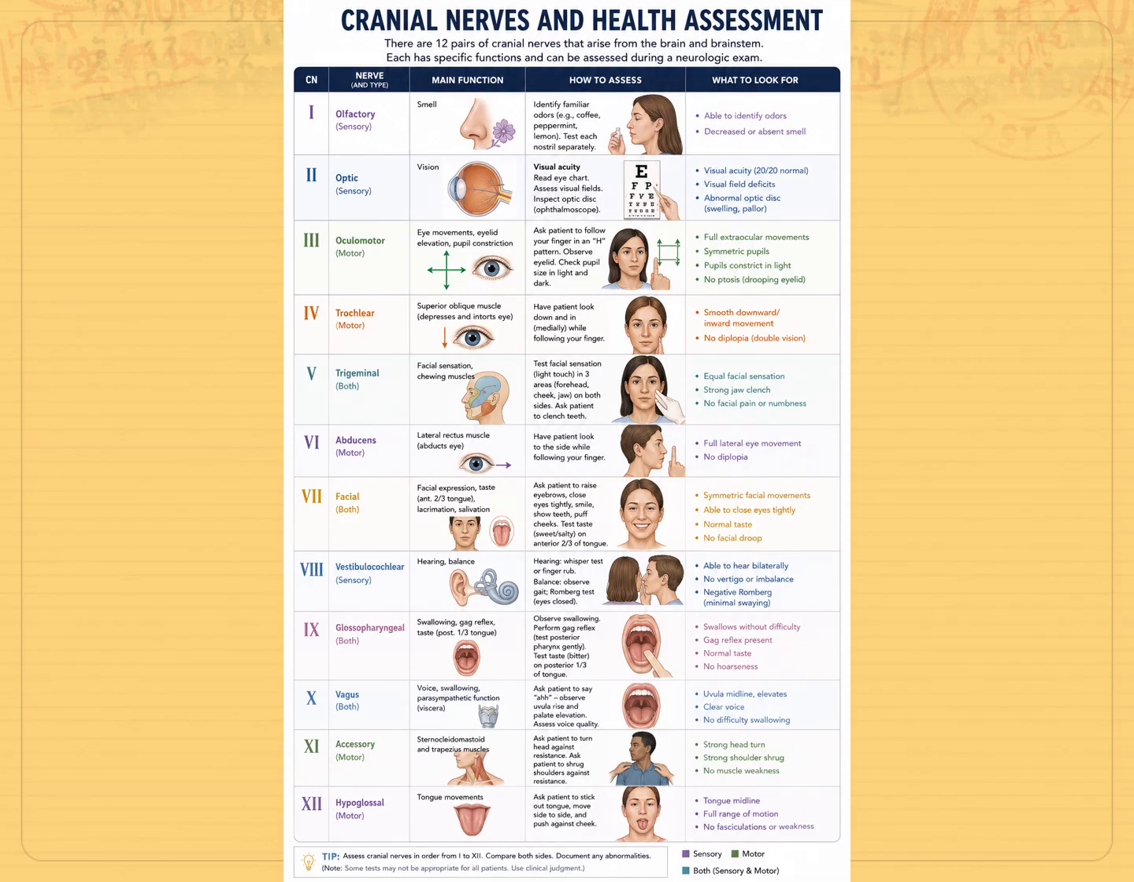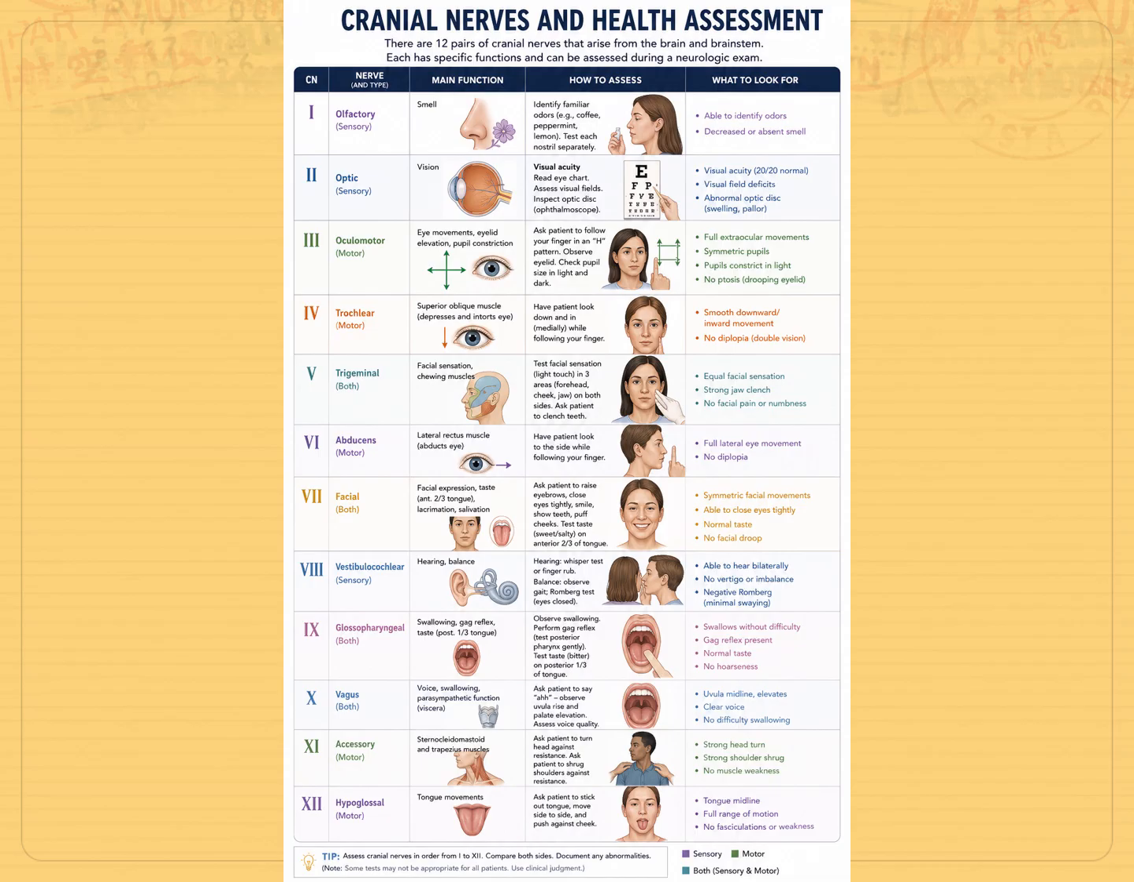Cranial nerve 6, the abducens. This is motor and function. It moves the eye laterally, so this is also included with the extraocular eye movement testing. So having the patients follow our finger from side to side. They should move their eyes laterally without any difficulty.